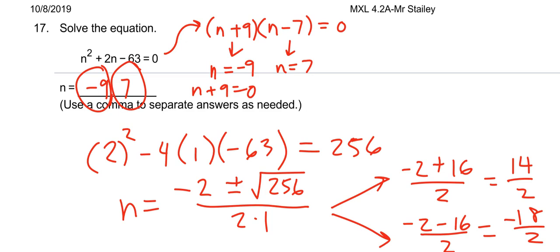Did you get 256 from the discriminant? I did, but I forgot the negative and so it gave me positive 9. Okay.